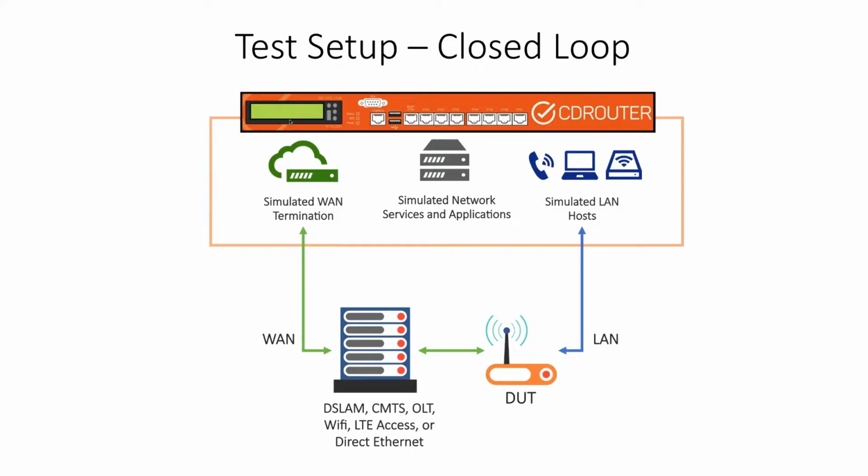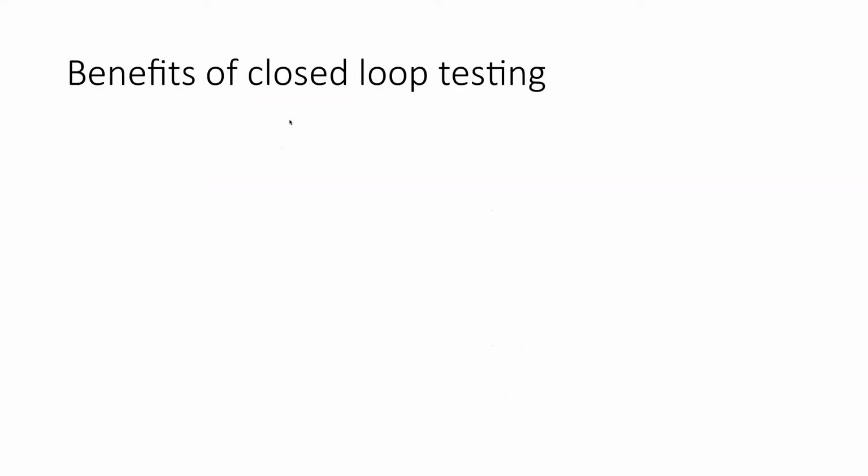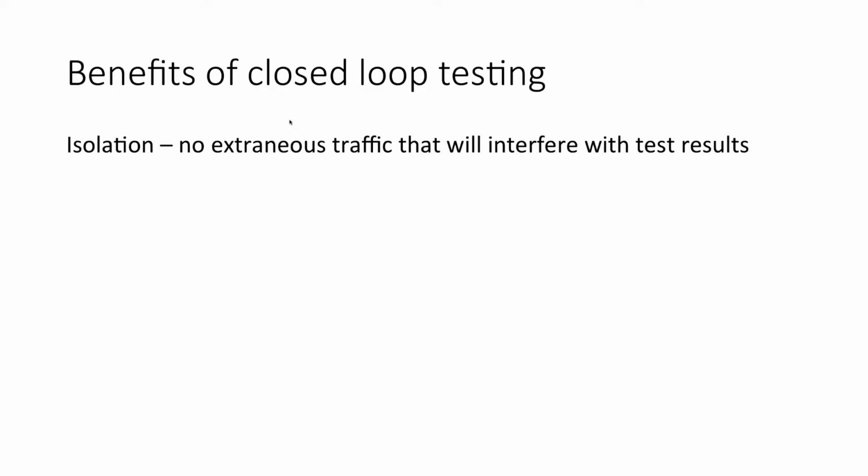And the thing to note here is that the entire network is simulated, so the DUT never connects to the internet during these tests. And this has its advantages. A closed loop is ideally how we want to test everything because it allows isolation. So in an isolated environment, you won't see any extraneous traffic interfering with test results. And this lets you clearly distinguish your control versus experimental variables in testing.